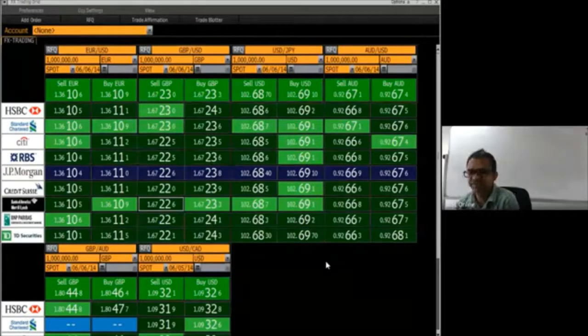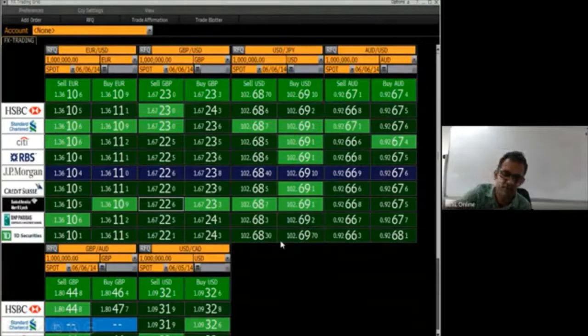Anything else? Is it clear about this electronic trading platform? These features may slightly vary from platform to platform. You have to be familiar with the platform you are going to trade. Any other question?